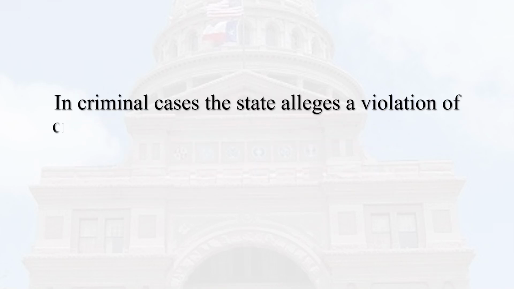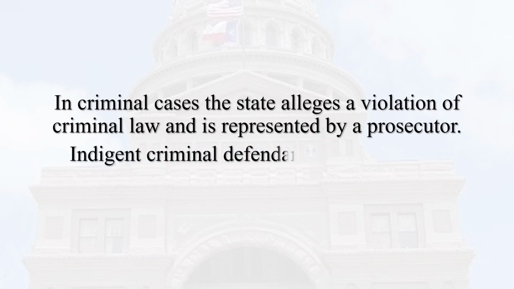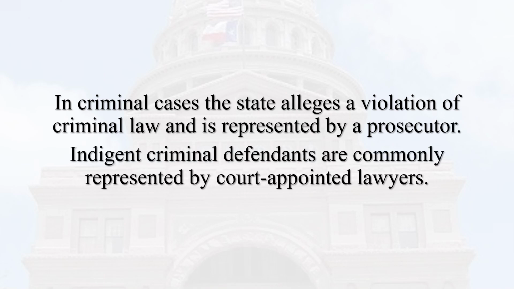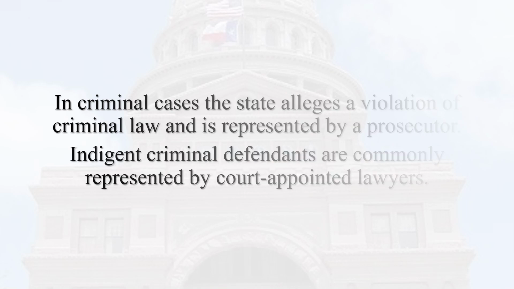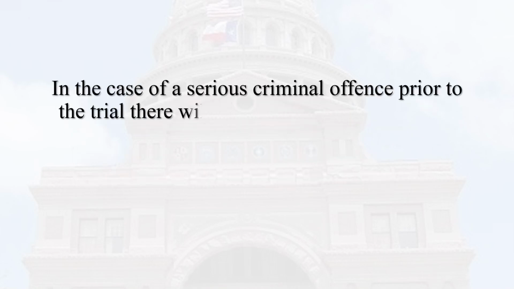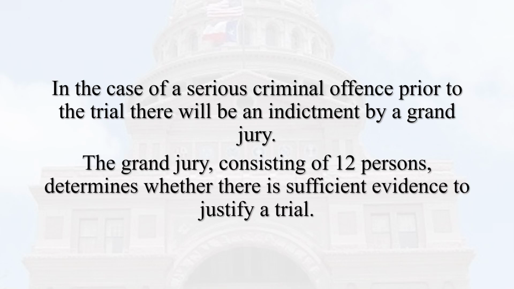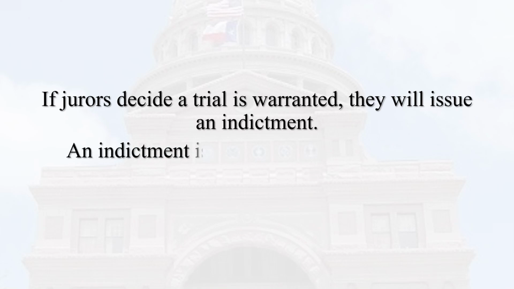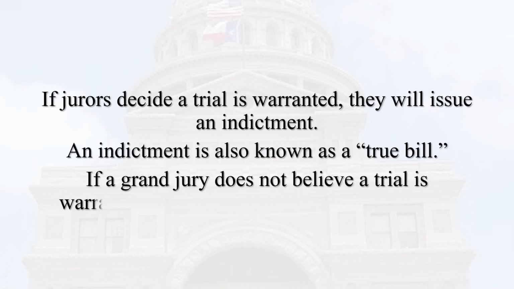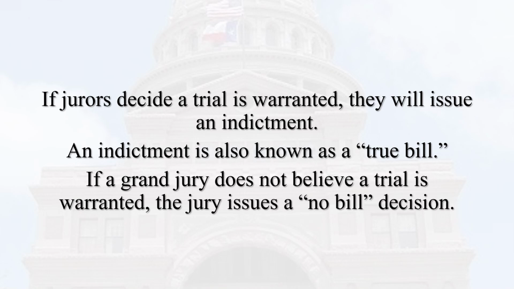In criminal cases, the state alleges a violation of criminal law and is represented by a prosecutor. Indigent criminal defendants are commonly represented by court appointed lawyers. In the case of a serious criminal offense, prior to the trial, there will be an indictment by a grand jury. The grand jury, consisting of 12 persons, determines whether there is sufficient evidence to justify a trial. If the jurors decide a trial is warranted, they will issue an indictment. An indictment is also known as a true bill. If a grand jury does not believe a trial is warranted, the jury issues a no bill decision.